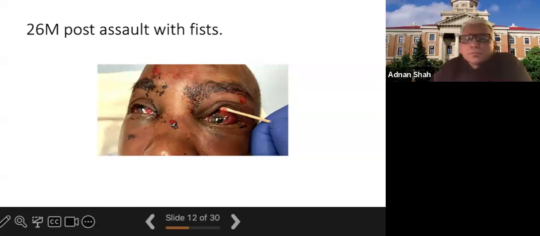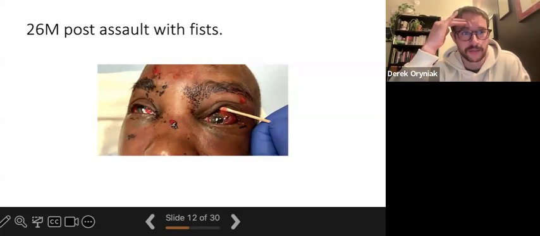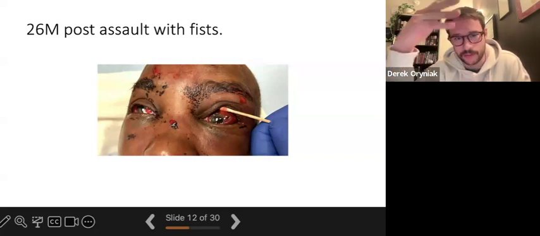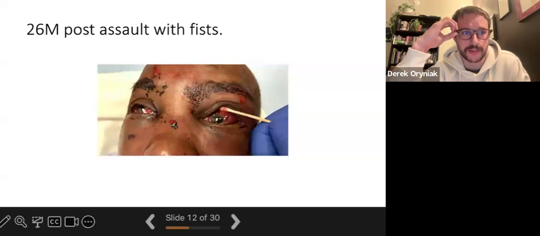Okay, fair enough. And how do you do a forced duction test? So again, I would sedate the patient to make him comfortable. I would topicalize the eye with tetracaine eye drops. I would then have an assistant retract the lids, similar to what's shown. I would grab in the scleral region just below the limbus.